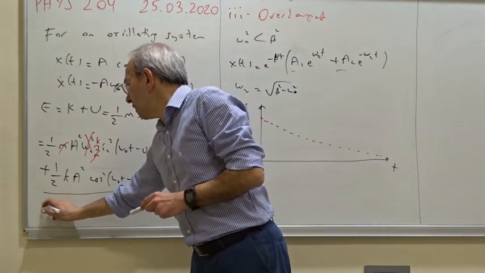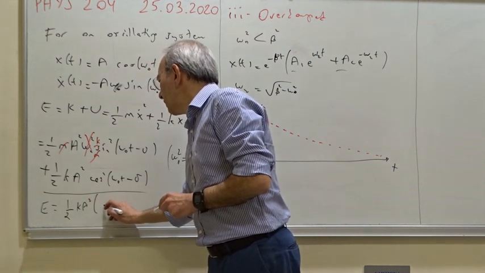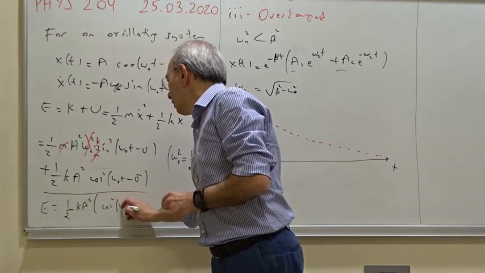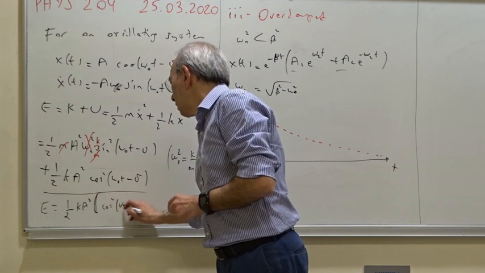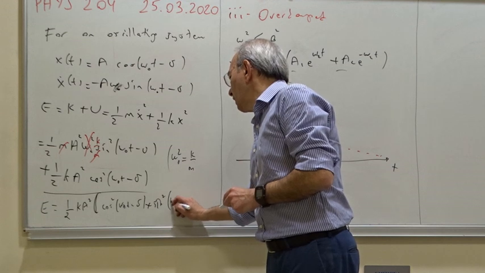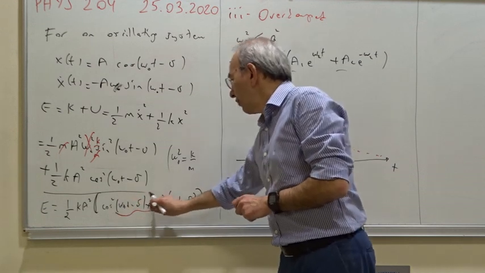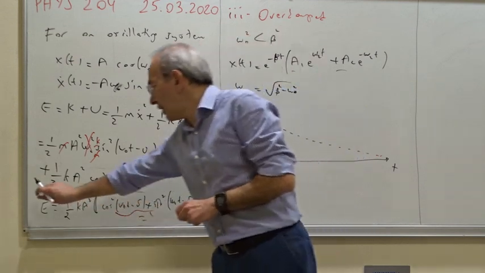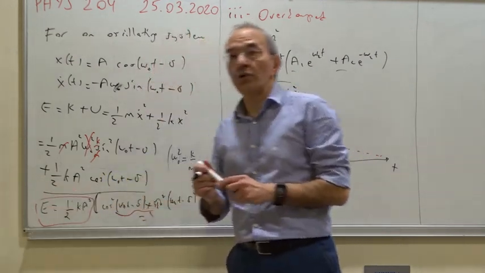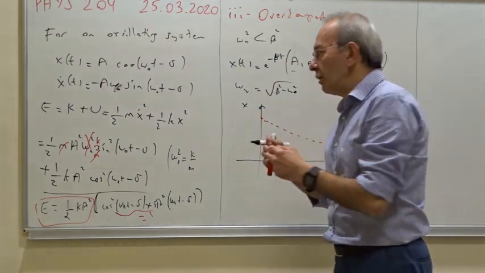So energy E will be 1/2 k A squared multiplied by cosine squared(omega 0 t minus delta) plus sine squared(omega 0 t minus delta). And we see that this is equal to 1, so the energy is just 1/2 k A squared, which is a constant. And A is the initial amplitude.